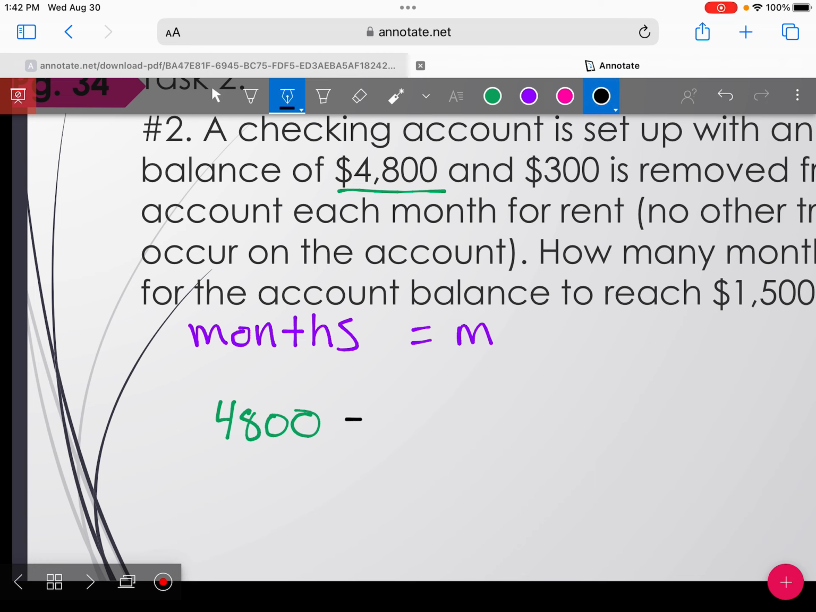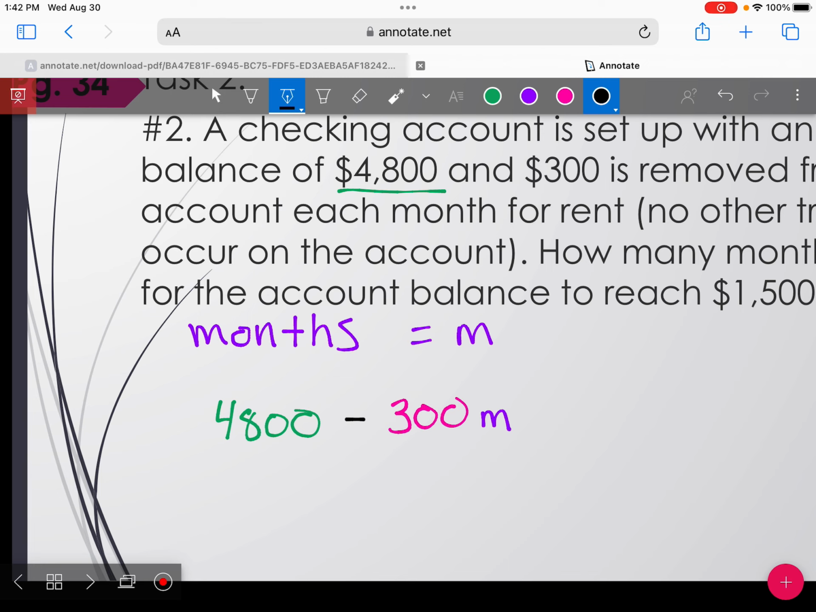Why are we going to be subtracting 300? Because we're taking it out. And I was with you 100%. 300 times my M, because we're going to take 300 out every month. If it's 1 month, they take 300 out. If it's 2 months, they take 600 out. If it's 3 months, they take 900 out. Every month, they take more money out.